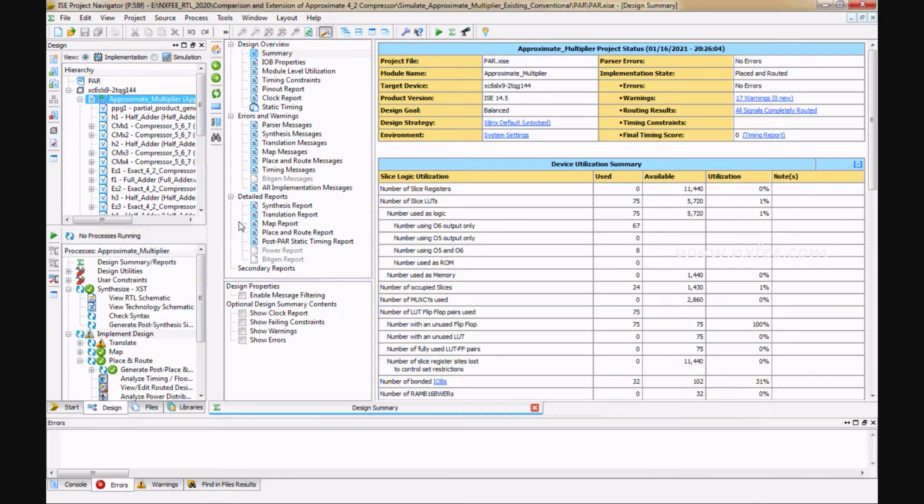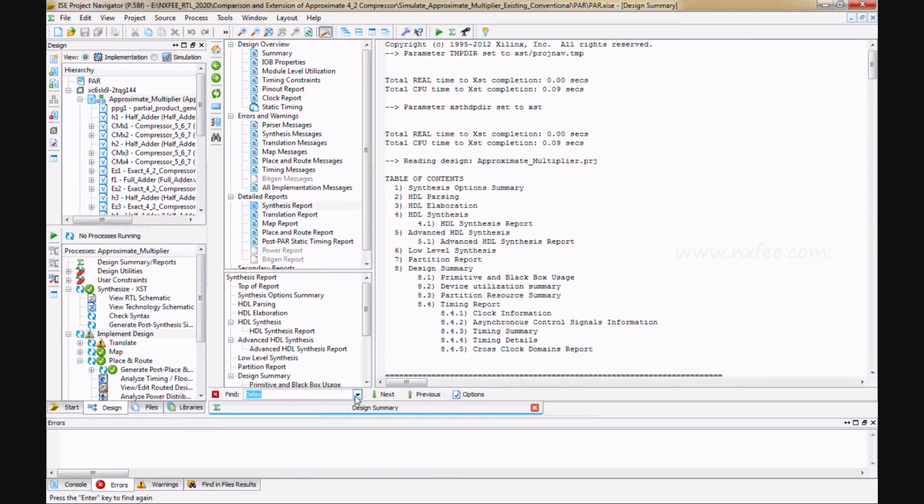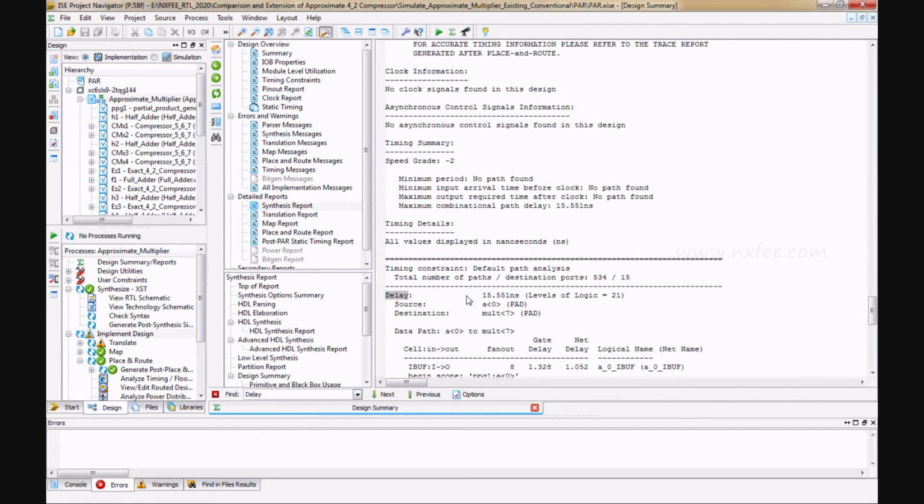Here this is a Xilinx report of the existing method. So this is a synthesis report. It will take slice LUTs 75, occupied slices 24, and IO base is 32. And the delay is 15.551 nanoseconds. And this is the RTL schematic for that.